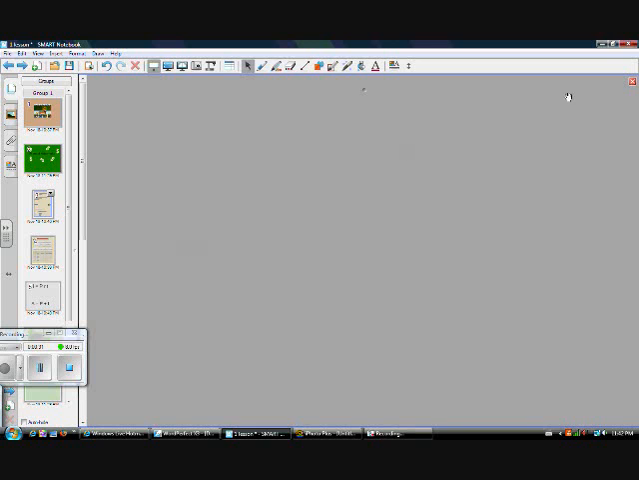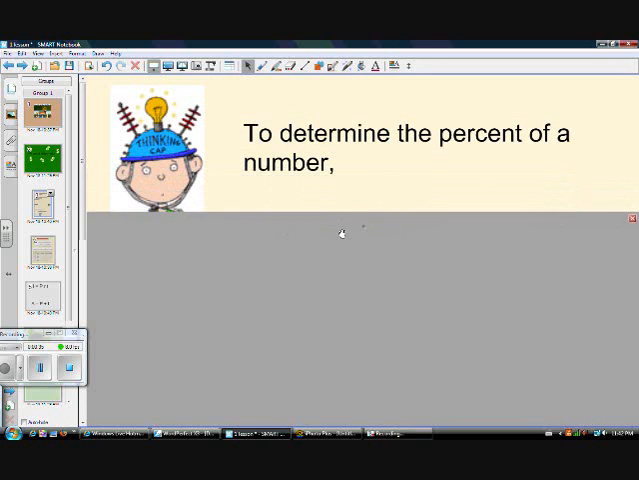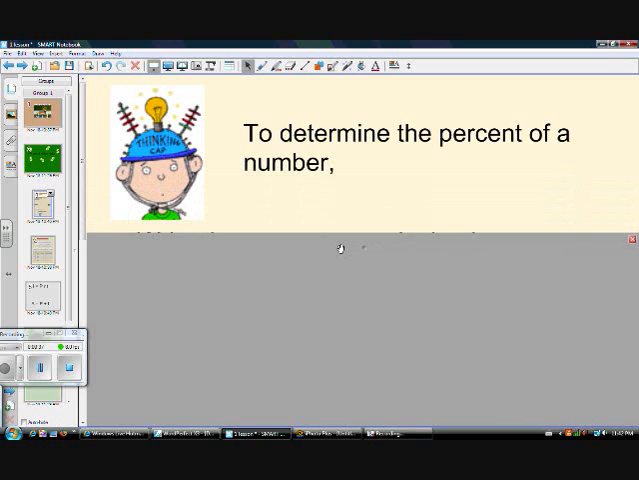Now before we actually start with the money section, we're going to have to do some thinking. We're putting our thinking cap on, and the reason is you can see I have a question here. It says to determine the percent of a number. And later on in this page I have some other skills that you probably know and maybe not, but we're just going to review them before we get started.